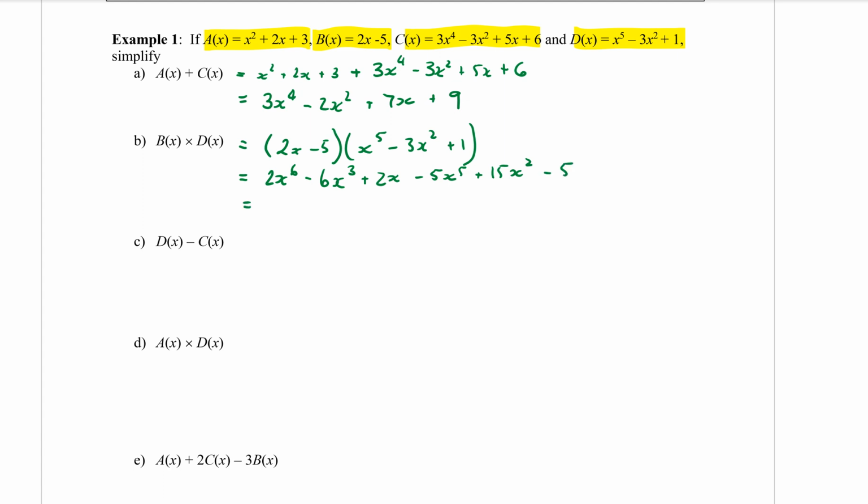Looking for things to collect. Highest power is 2x to the 6. X to the power of 5, I only have one of those, so minus 5x to the power of 5. X to the power of 4, there isn't one, so x to the power of 3 will be minus 6x to the power of 3. X to the power of 2, none of them are being collected, but I'm just rewriting them all in the right order. So 15x squared, then I have a 2x and a minus 5.